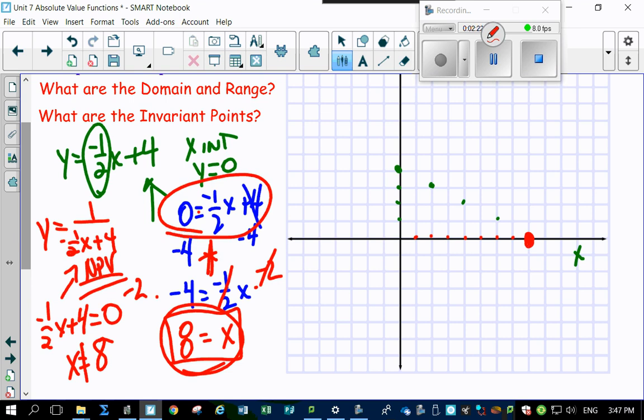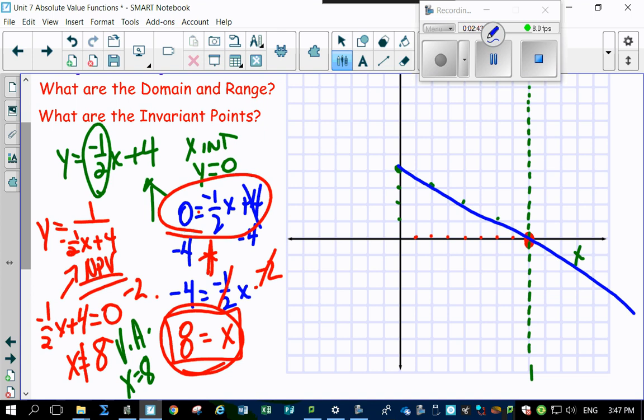So if that's a non-permissible value, guess what else we can do with it? Yep, vertical asymptote. x equals 8. There we go. Our vertical asymptote goes right smack through there. So now we can draw the original graph. The original graph basically goes something like that. Okay? Something like that. Beautifully. If I was any straighter, oh, I'd give up coffee.